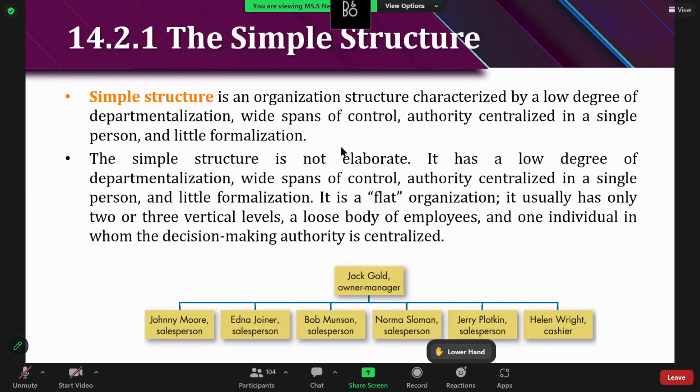Okay, so the simple structure is not elaborate. It has a low degree of departmentalization, wide span of control, authority centralized in a single person, and little formalization. And it's a flat organization. When you see the simple organizational structure, it's not a vertical one. It usually has only 2, maybe 3 vertical levels. Here the example shows only 2 vertical levels. So a loose body of employees and one individual in whom the decision making authority is centralized. He will be making all the decisions related to the organization. Okay, this is what the simple structure means.